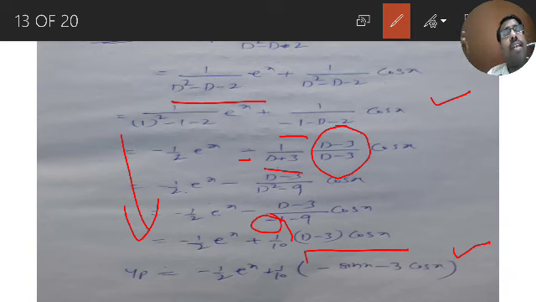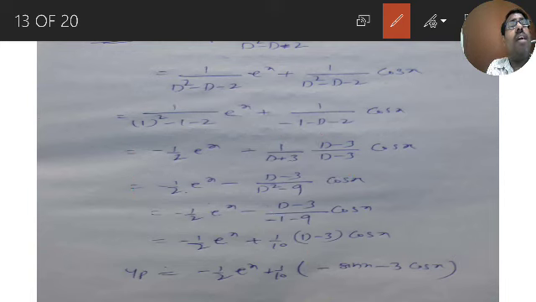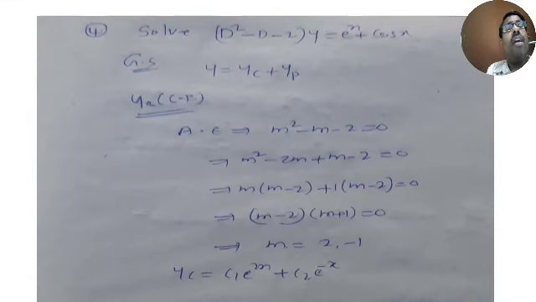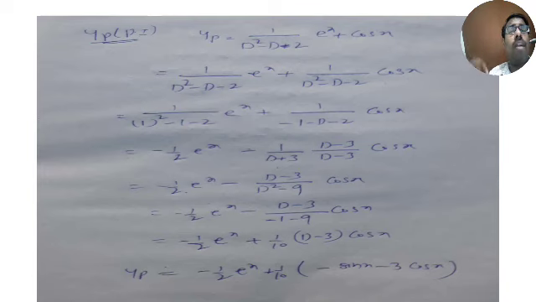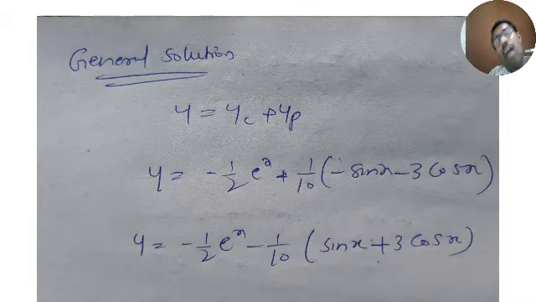What is yp? That is minus 1 by 2 into e power of x plus 1 by 10 of minus sin x minus 3 cos x. So this is my yp. Are you getting? So we are able to find the yp and we are able to find yc. What is yc? c1 into e power of 2x plus c2 into e power of minus x. This is my yc. And what is my yp? It is minus 1 by 2 into e power of x plus 1 by 10 into minus sin x minus 3 cos x. Are you getting? So we got yc and yp. Now you can write the general solution.